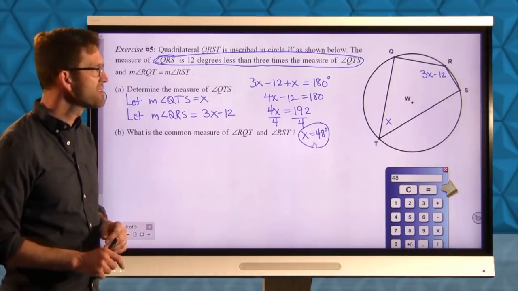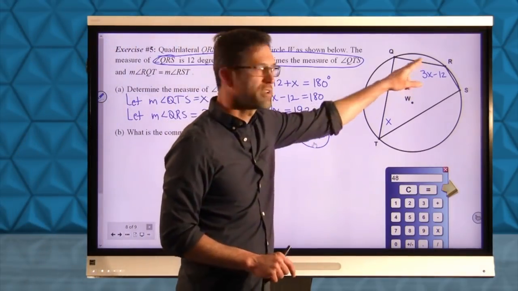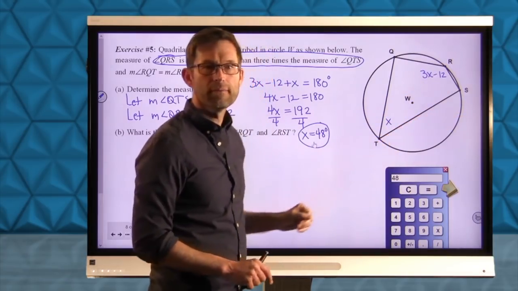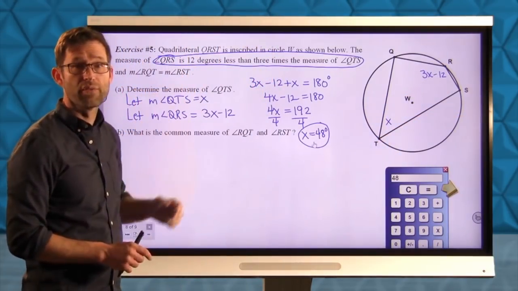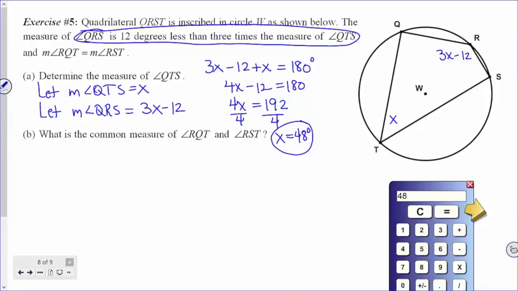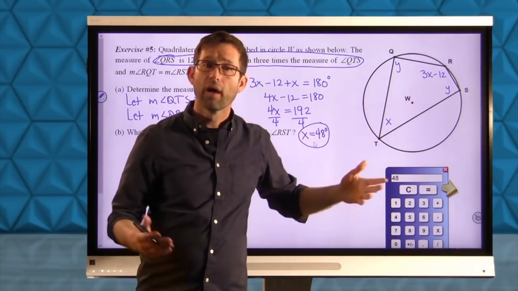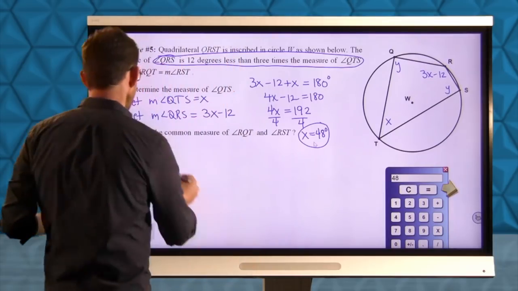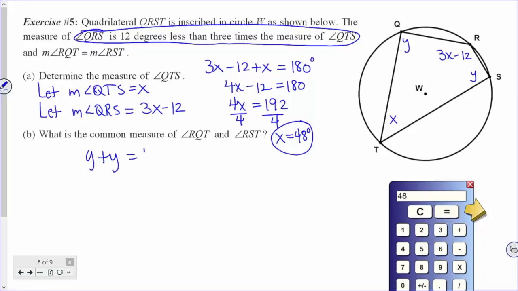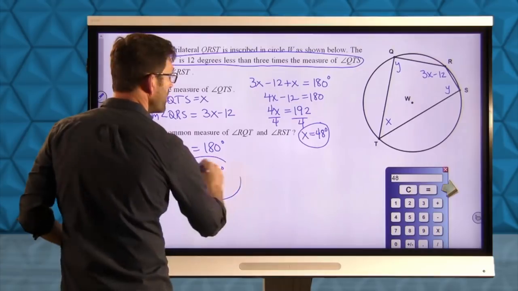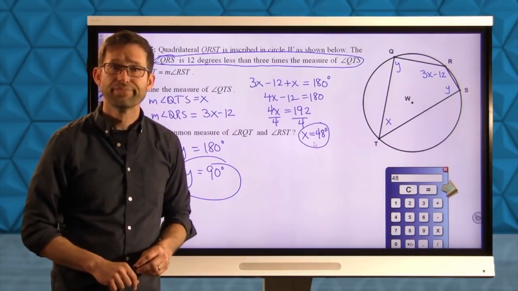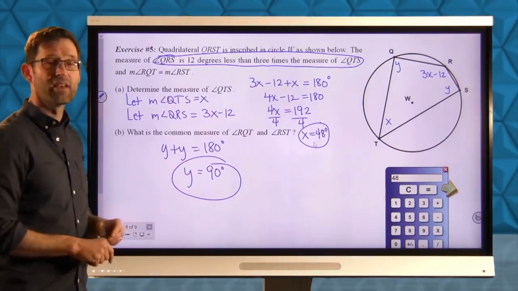All right, last problem of the lesson. Well, we were told that RQT and RST are equal to each other. At least the measures of those angles are equal to each other. Maybe we'll call them Y. I don't want to call them X. I've already used X up. And again, because this is a cyclic quadrilateral, that measure and that measure have to add up to 180. So Y plus Y is 180, which quite frankly means Y must be 90 degrees. Both of those are right angles. All right, let me step back, let you take a look, and then we'll wrap up.